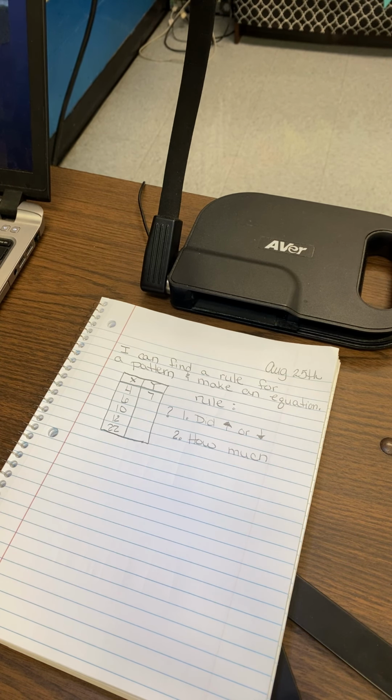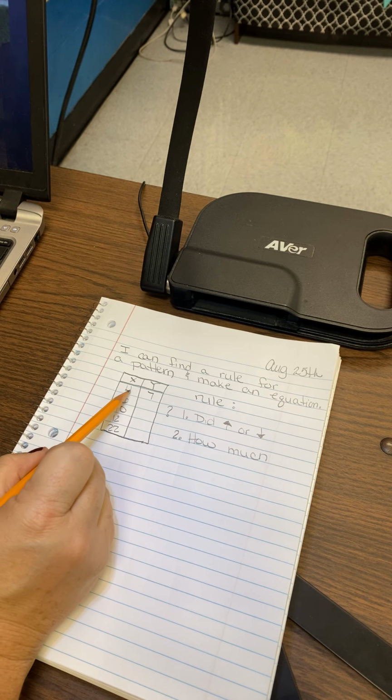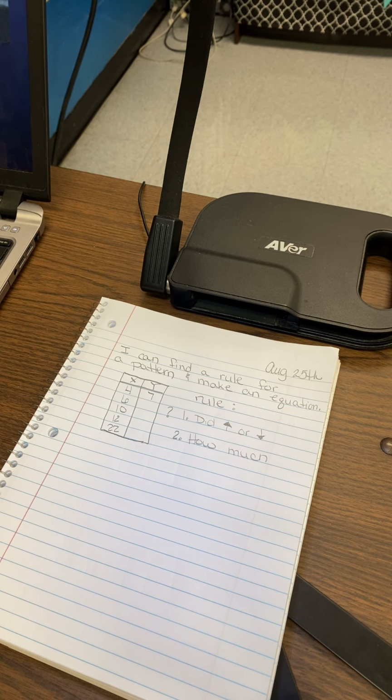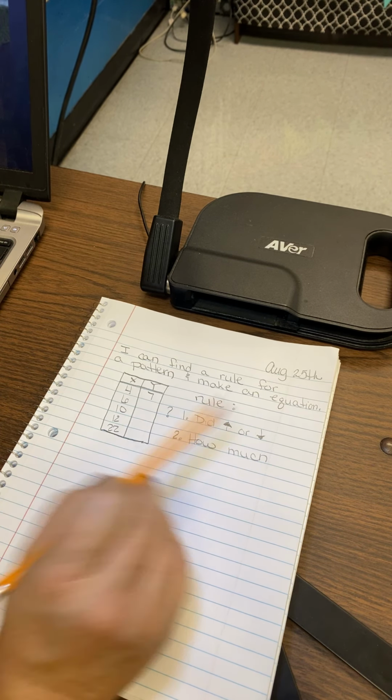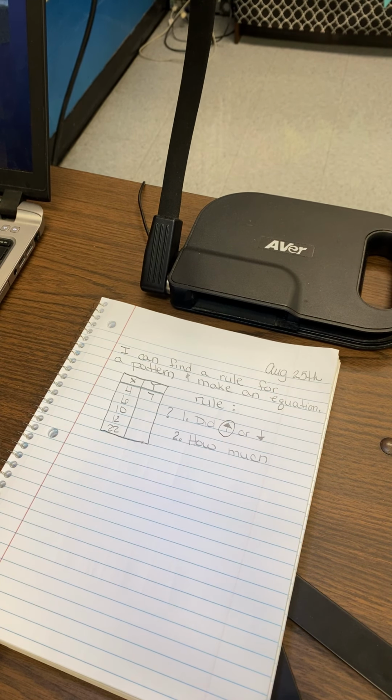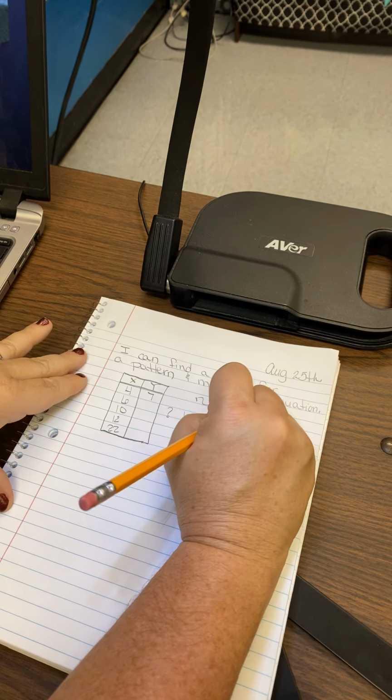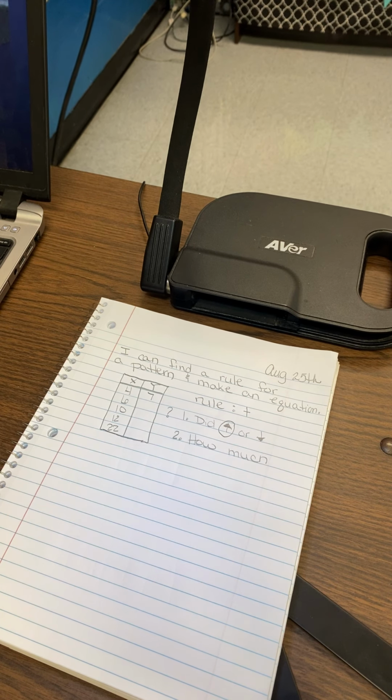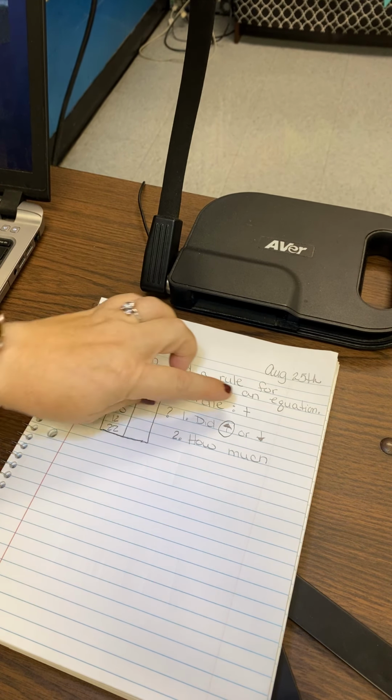We're looking across from our X to our Y. So we start with a 4 and we move to a 7. Are we increasing or decreasing? Starting at 4 and I'm going up to a 7. Am I increasing? Am I going up? Or decreasing, going down? I'm going up. Okay? Can I multiply 4 by something to get to 7? No. So I am definitely adding. So I'm going to put my plus sign up on rule.